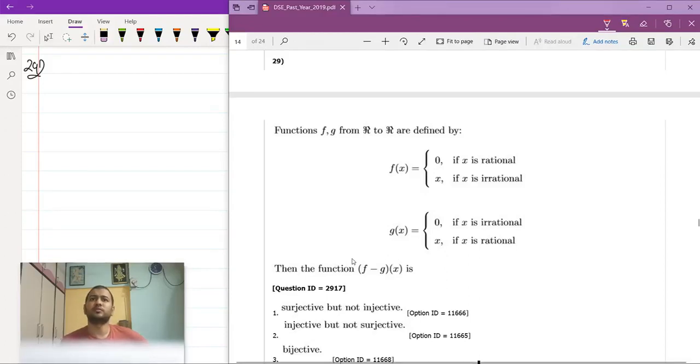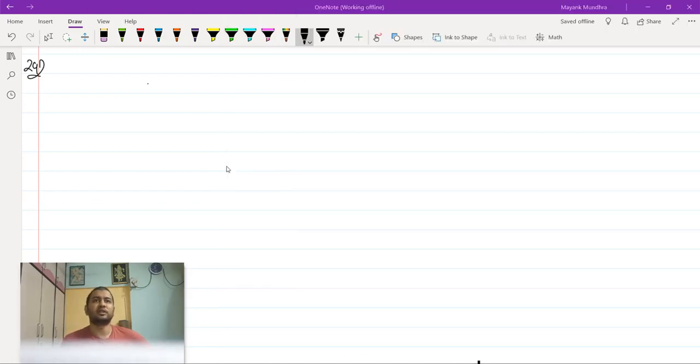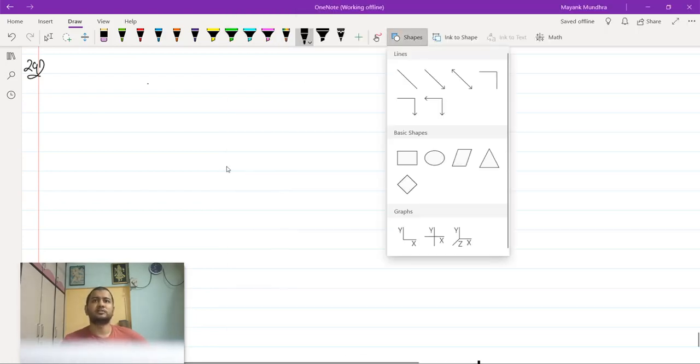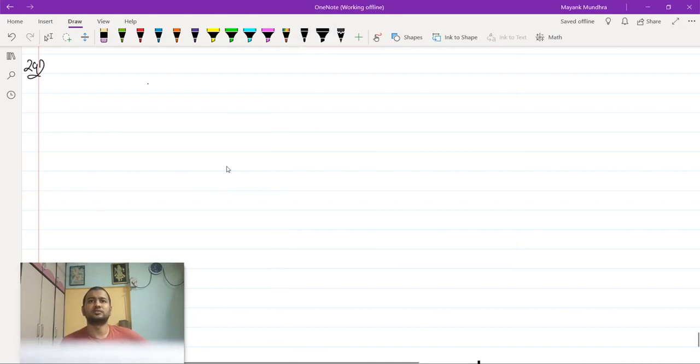Okay, problem 29. So in this problem we have a function f(x) which is 0 if x is rational and x if x is irrational, and g(x) is 0 if x is irrational and x if x is rational. So what does f(x) look like? Let's just try to figure out what the curves will look like.